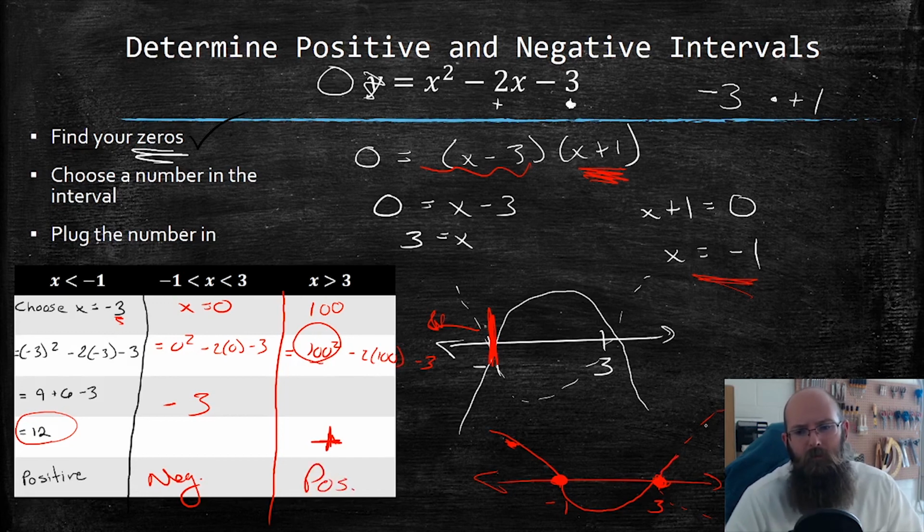I like to pick dramatic cases because I think it makes things more obvious. Like that's way bigger, 100 squared, so that's 10,000 minus 203. I'm definitely positive. So there's that.